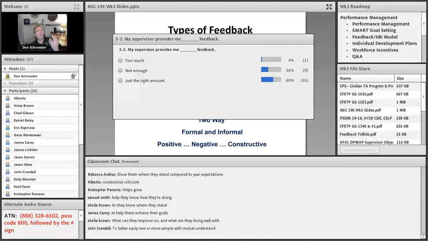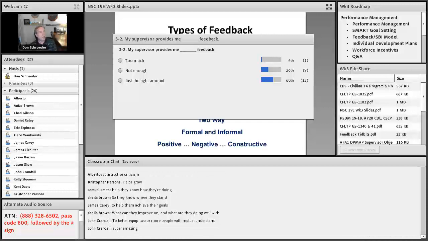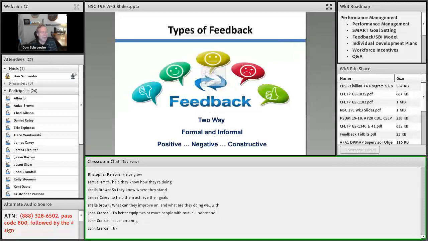You answered it based on how you view your supervisor. Now, put the shoe on the other foot. How would your people view you? Don't answer that. Does Don give me too much, not enough, or just right? Makes you think about that for a moment. So, again, that's why we put that question in there, to get you thinking the other way around, basically. Super amazing? Probably not, John.